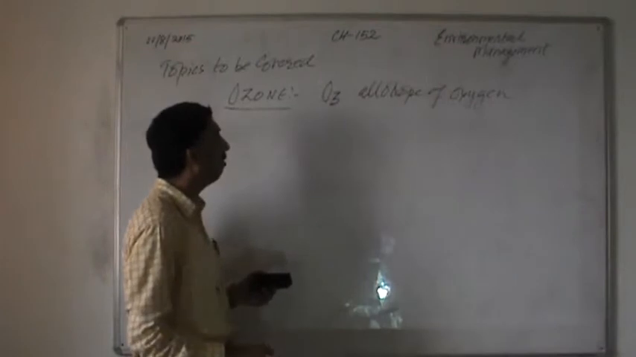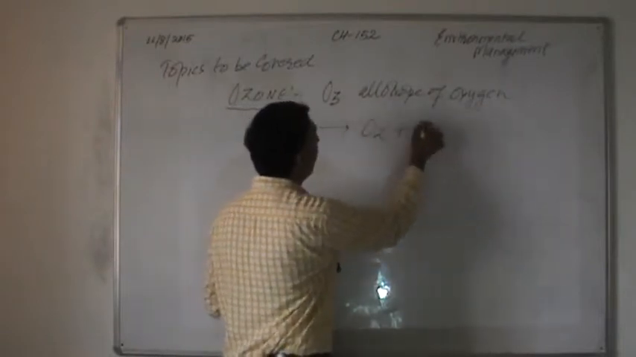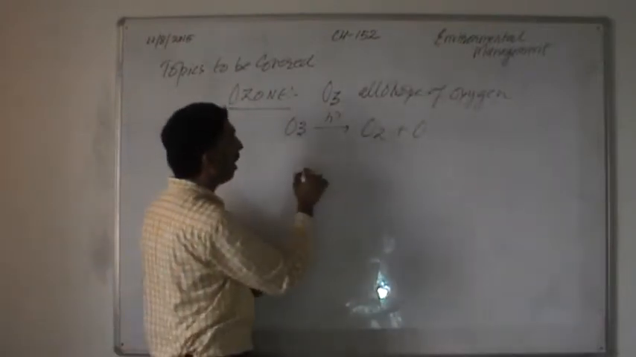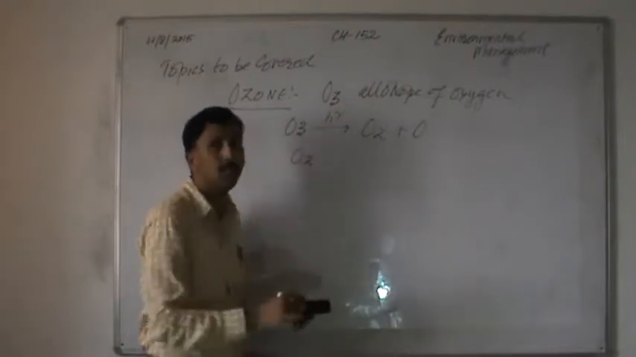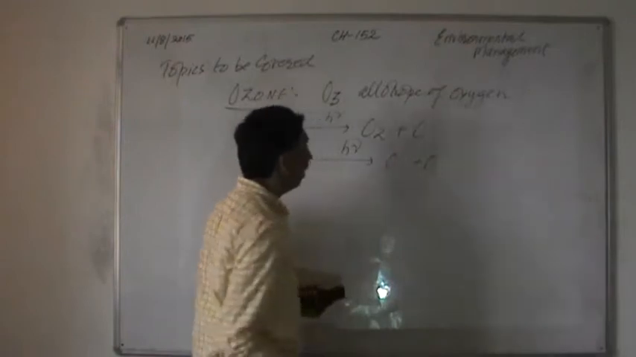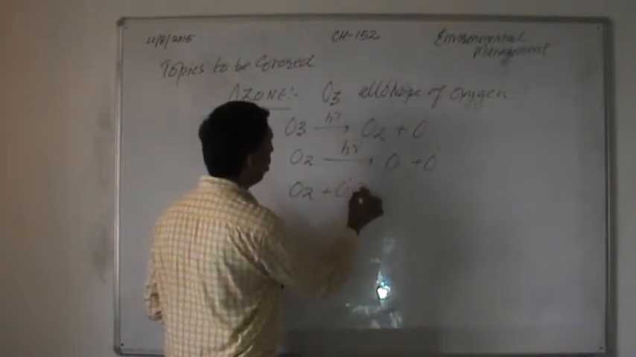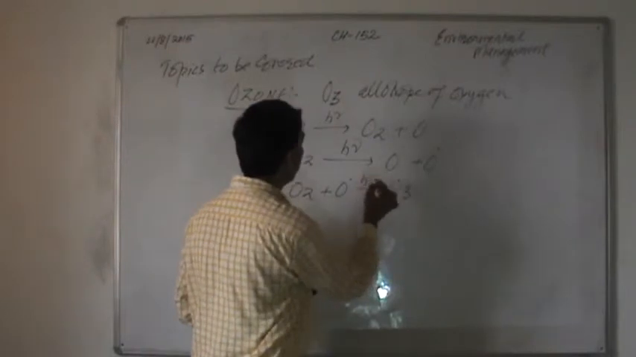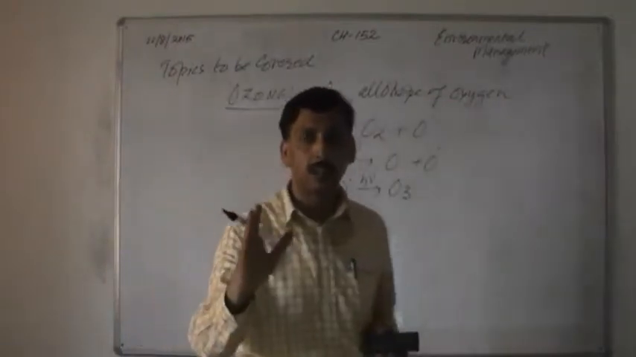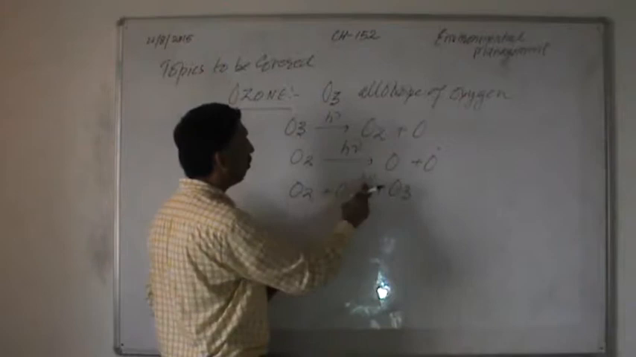In the presence of ultraviolet light, ozone breaks into molecular oxygen and atomic oxygen. There is one more reaction taking place simultaneously. Sometimes the molecular oxygen, in the presence of ultraviolet light, gets dissociated into atomic oxygen. Sometimes this molecular oxygen reacts with atomic oxygen to produce ozone. Therefore, there is dissociation of ozone in the presence of ultraviolet light, and association of atomic oxygen with molecular oxygen to form ozone.